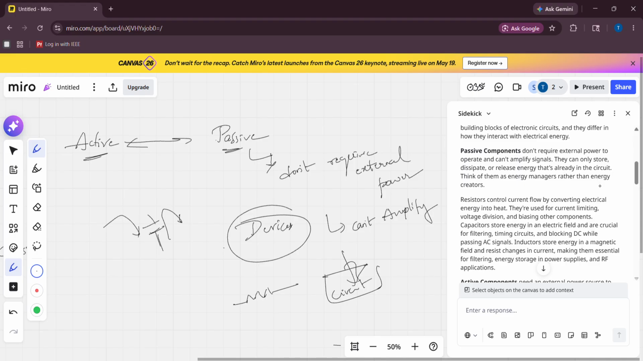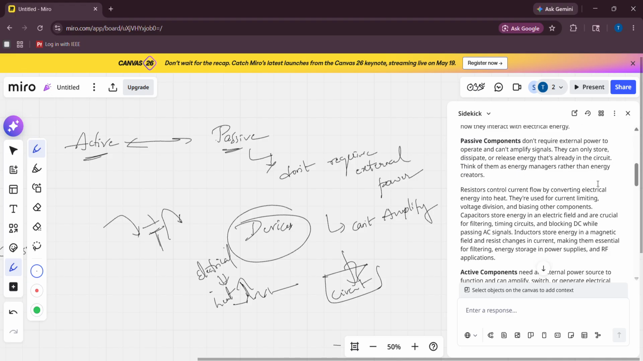In which way? It converts electrical energy into heat energy. So like that it can oppose the flow of current, the flow of electrons. Okay, they are used for current limiting. So if there is an over current, you have to limit that current. For that purpose we use a proper resistor. Also voltage division and biasing other components. So for all these purposes we are going to use resistors.